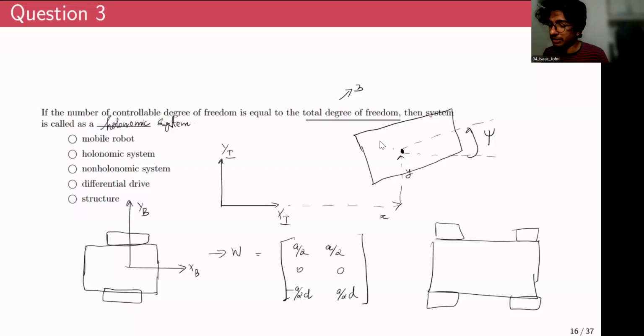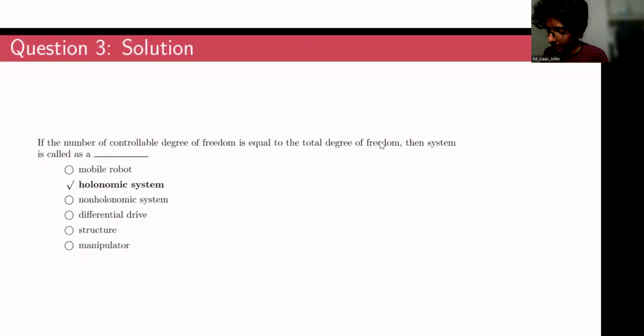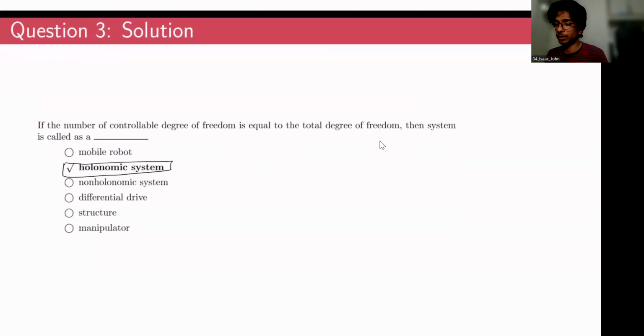Right? So by definition, if the number of controllable degrees of freedom is equal to the total degrees of freedom, then such systems are called holonomic. If the controllable degrees of freedom is less than the total degrees of freedom, such systems are non-holonomic. So our answer is indeed holonomic, because the statement is basically a definition of holonomic systems.